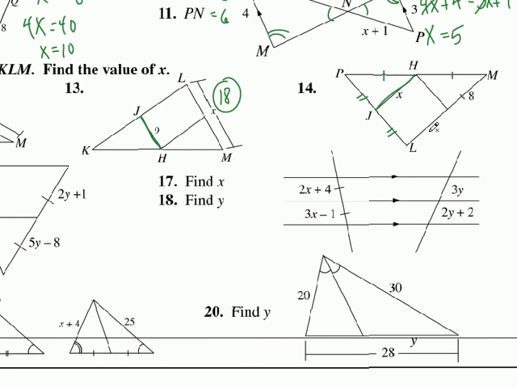So if this is 8, what's this thing right here? L to this point. That's 8. So what's this whole entire side? 16. Well, this is half of the whole thing, so what's that? So it's 8. Okay? That's all there is to it.